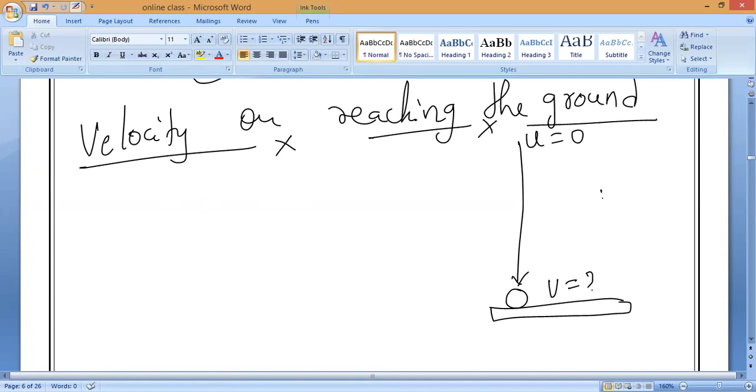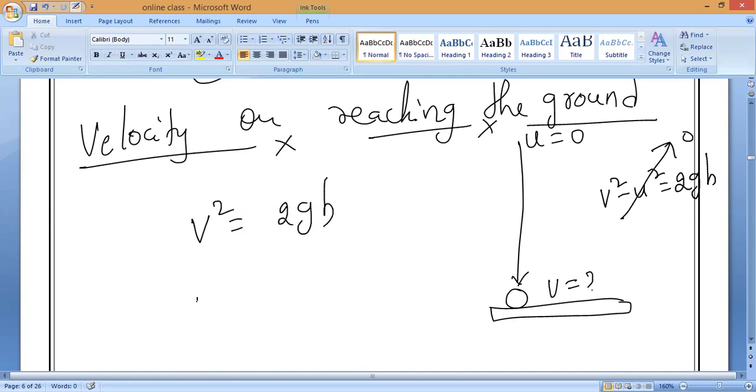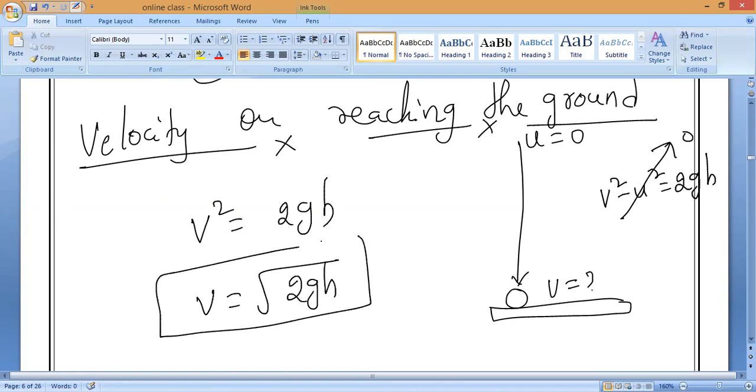So basically we have to use the third equation: V square minus U square equals 2GH. But as we know, initial velocity is 0, so directly we'll use the formula V square equals 2GH. So V equals root of 2GH. That's all. This is the formula for calculating final velocity on reaching the ground. Is it okay, guys?